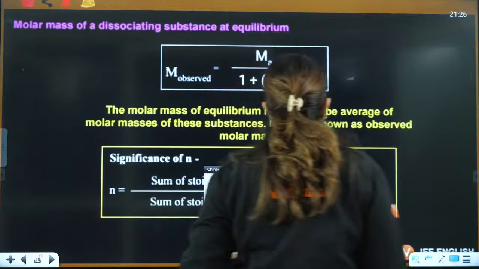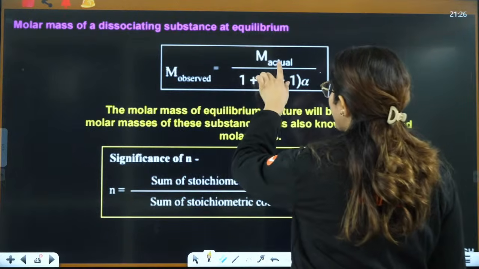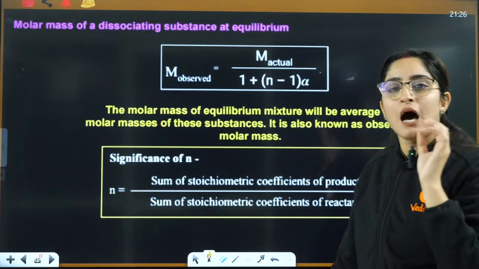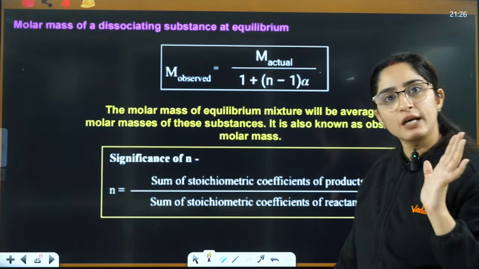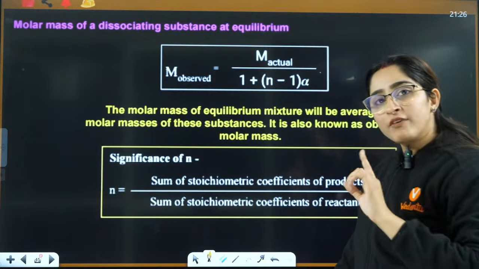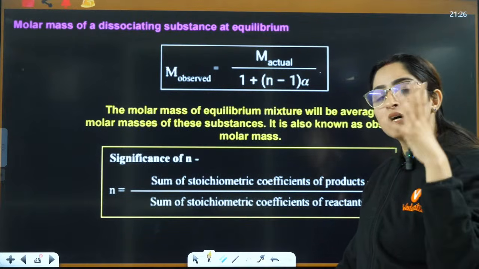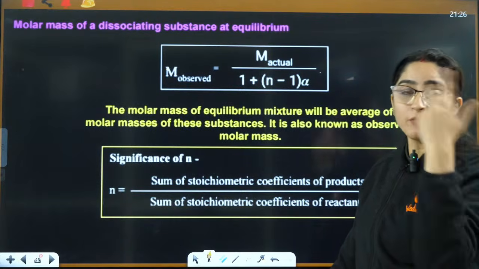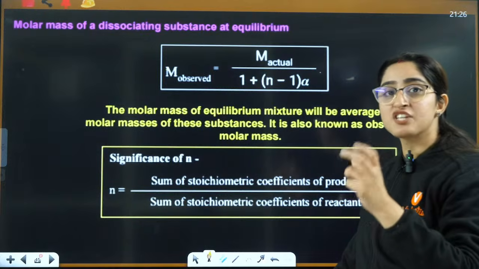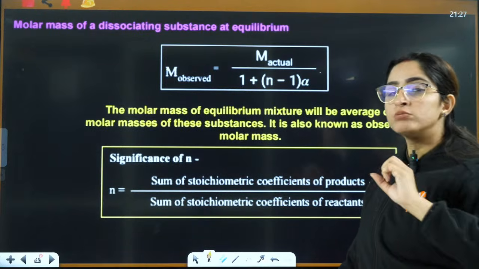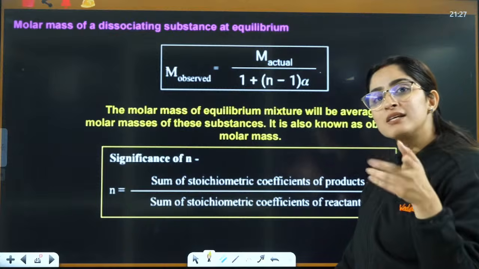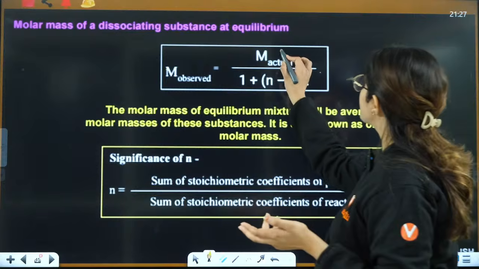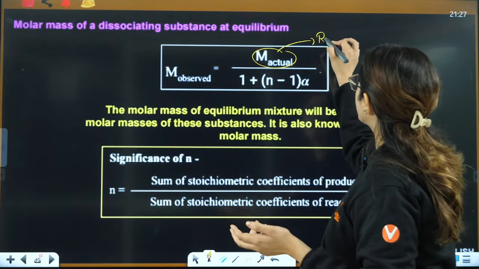Mass observed is equal to mass actual divided by 1 plus (n minus 1) into alpha. Alpha is the degree of dissociation here. Mass observed is what you will observe from that equilibrium, because this is the dissociation, this is the n value, right? And actual is the actual mass that is there for that reactant. This mass is actually of the reactant.